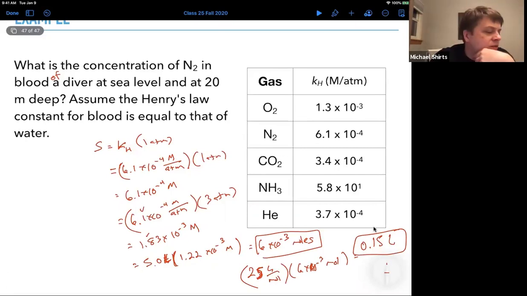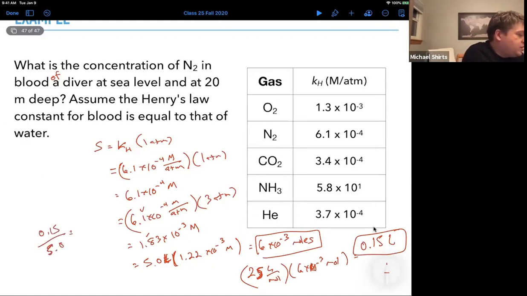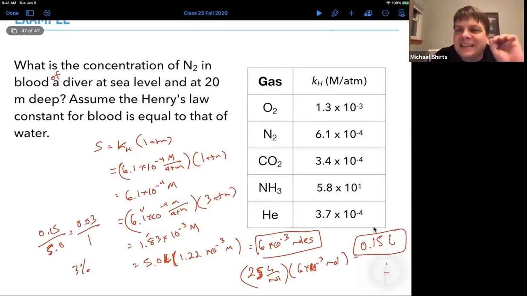So what fraction of your blood is that? 0.15 divided by 5.0, which is 0.03 over 1. About 3% of your blood volume suddenly decides, I want to be gas. And this causes some real problems. This is what's called the bends. You get all these nitrogen bubbles forming and desperately trying to get out of your system. And it really hurts and can cause a lot of damage.